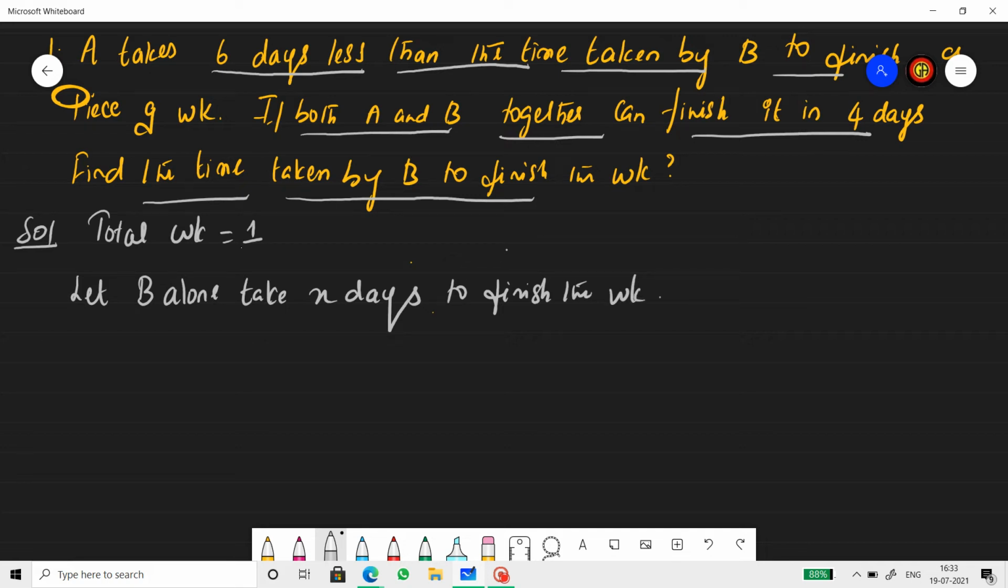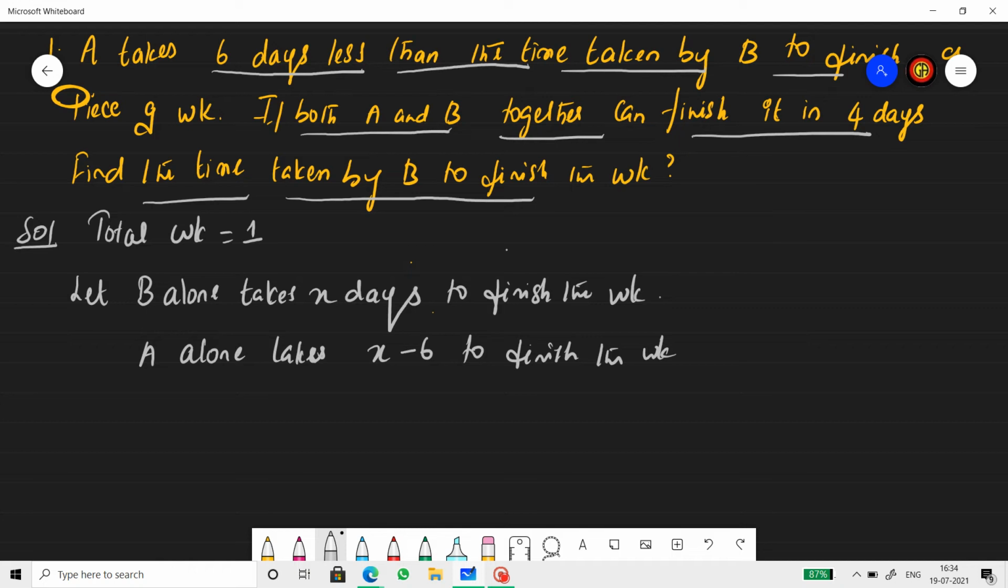Now, according to the question, A takes 6 days less than the time taken by B to finish the work. If we assume B has taken X days, then A alone takes X minus 6 days to finish the work. The assumption can be the other way also. We can assume that A alone can finish the work in X days, then B completes in X plus 6 days. So it can be either way. Here I am directly taking it as it is given in the question.